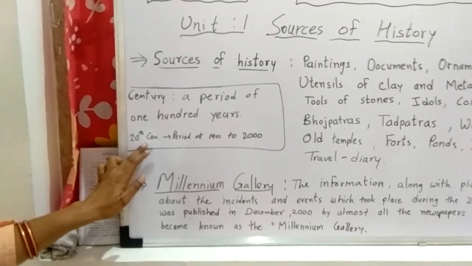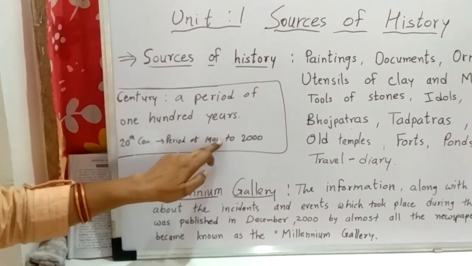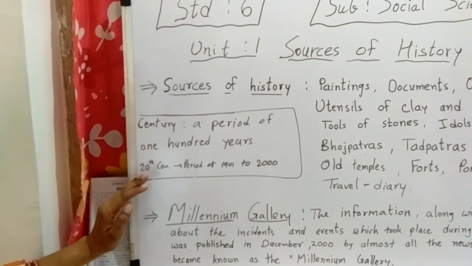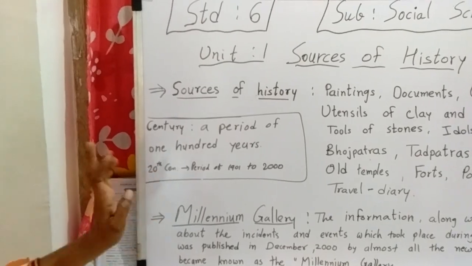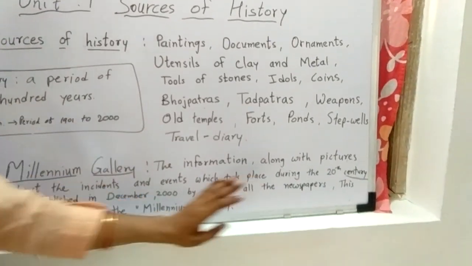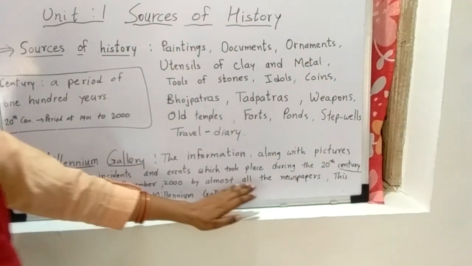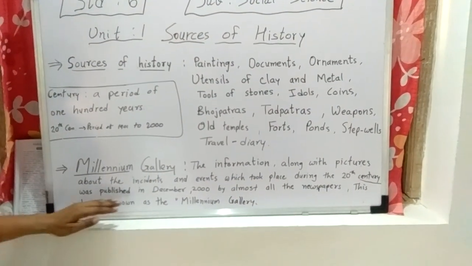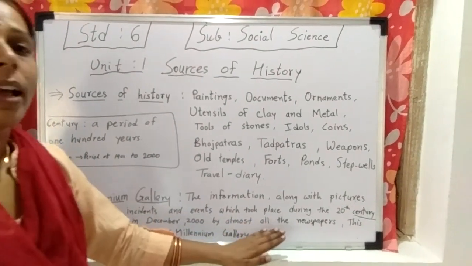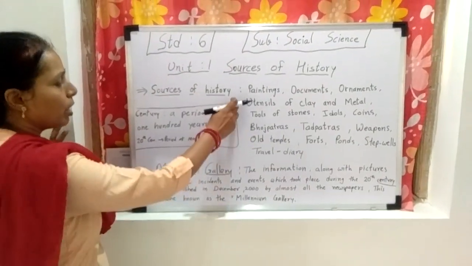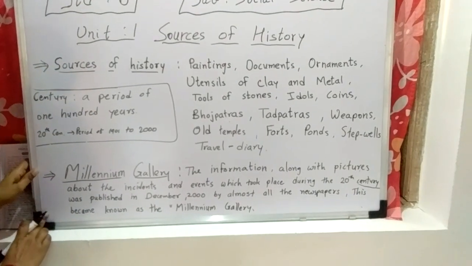Now here, the 20th century means the period of 1901 to 2000. During these 100 years, the incidents and events which took place were published in almost all the newspapers. So this became known as the Millennium Gallery. Okay. Now you have to write these 2 points in your notebook.